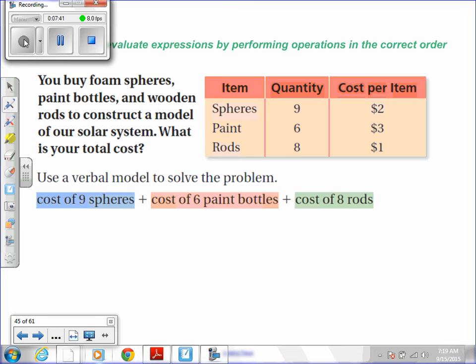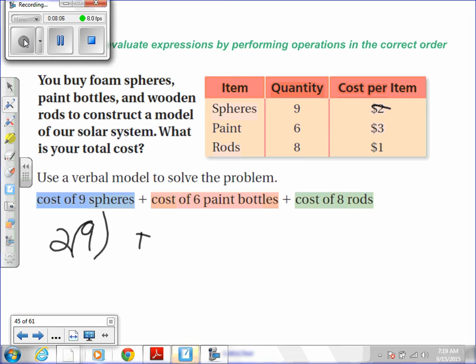Let's make sure we can also apply order of operations to a word problem. You buy foam spheres, paint bottles, and wooden rods to construct a model of our solar system. What is your total cost? All right, so let's look at the 9 spheres. How much do they cost per item? $2 a piece. All right, so I have to pay $2 9 times.